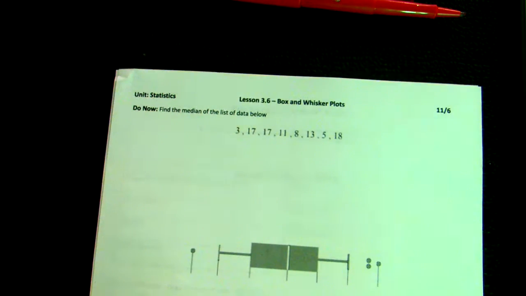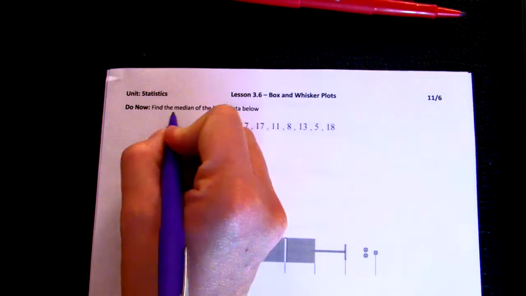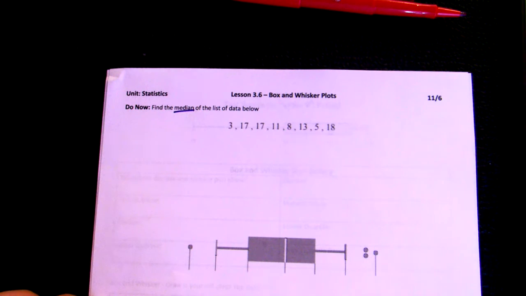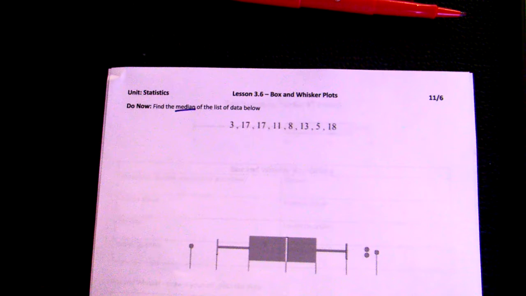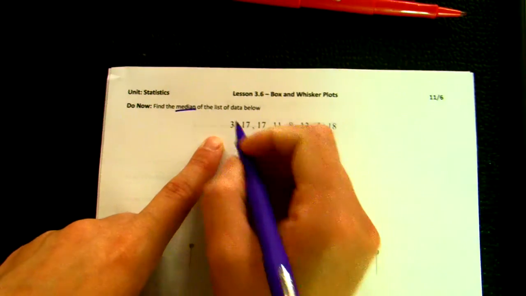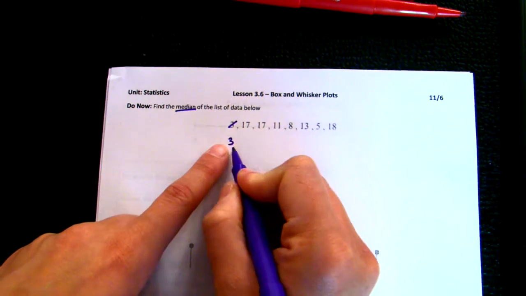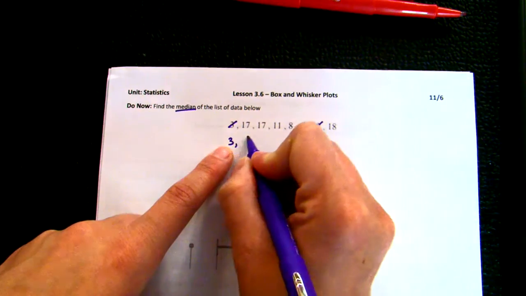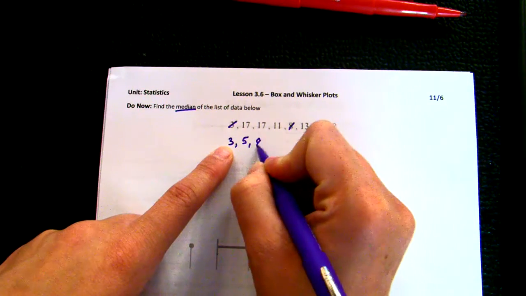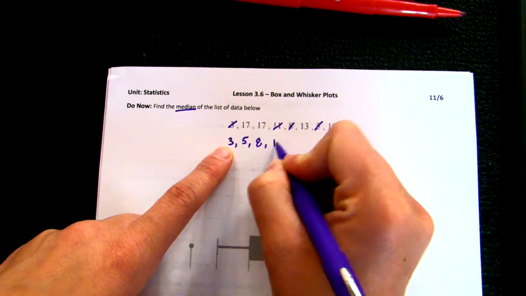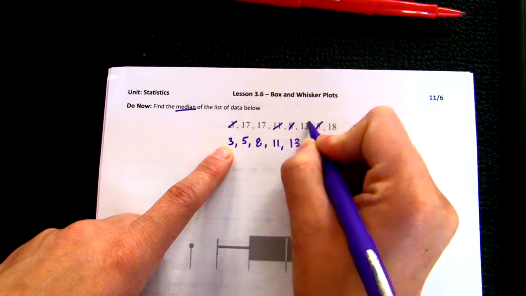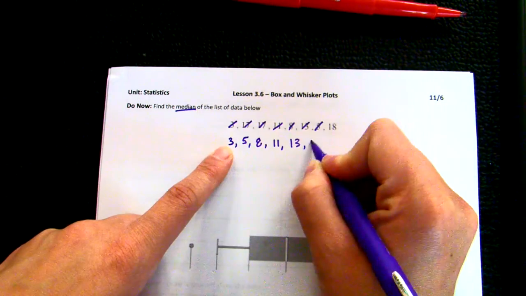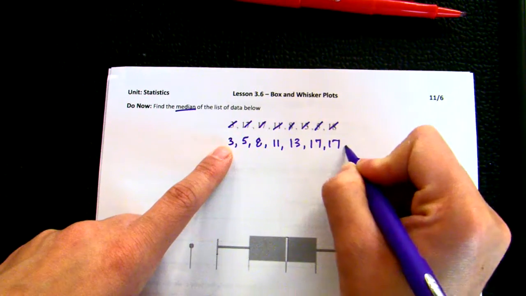So for our do now, we're looking at the median of the data below. Median means we put our numbers in order and then cross them off till we find the one in the middle. So the first thing I need to do is rewrite my data from least to greatest. I see that 3 is my lowest number. Once I rewrite it down here, I cross it out so I don't get confused. 5 is my next lowest number. Then 8, then 11, then 13, then 2 17s, and finally an 18.